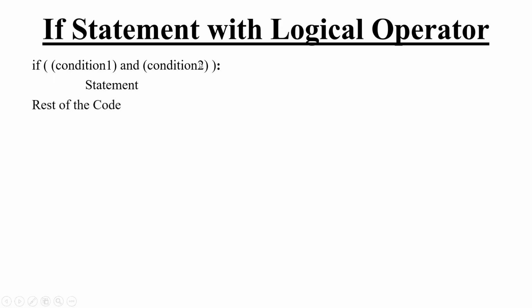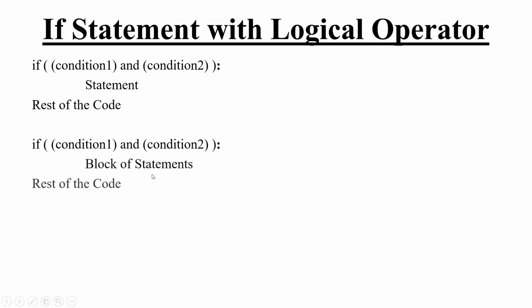See, if both are true, then only it will execute. Otherwise, it will go to the else part. I will show you that one. Again, if both the conditions are false, it will go to the else part. If both conditions are true, it will go to the block of statements. Again, rest of the code, same thing. So this is for the AND condition.